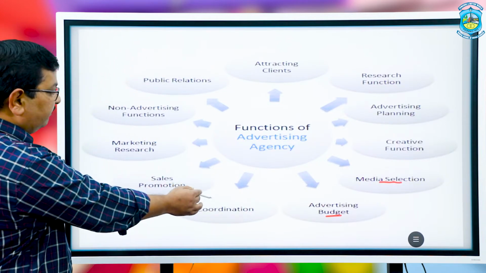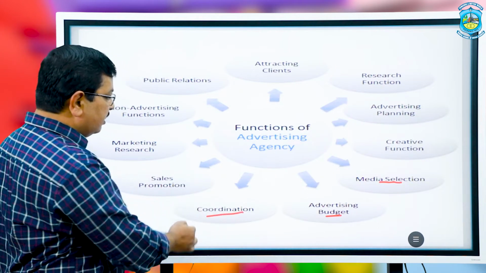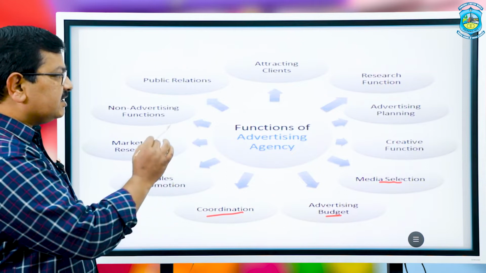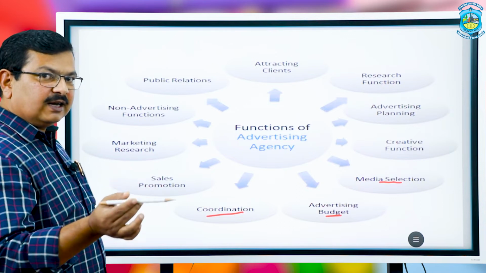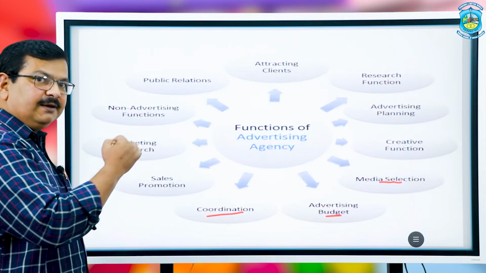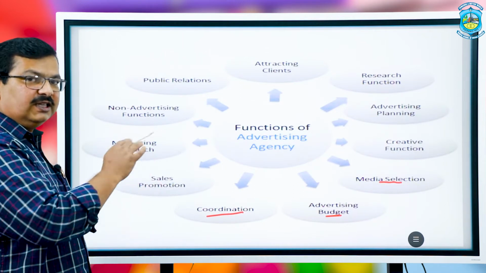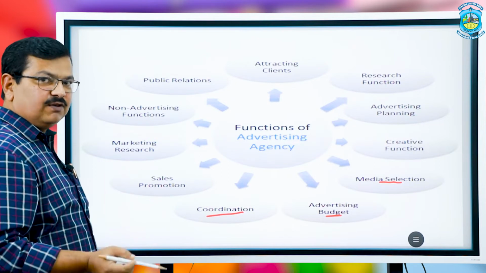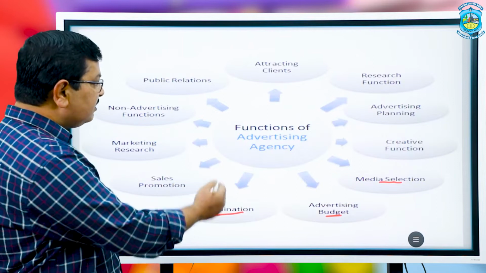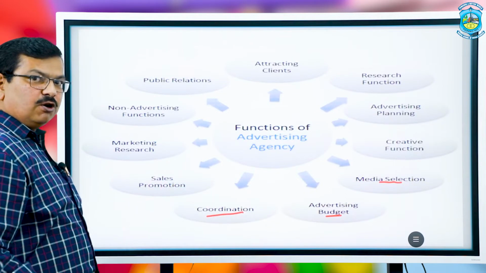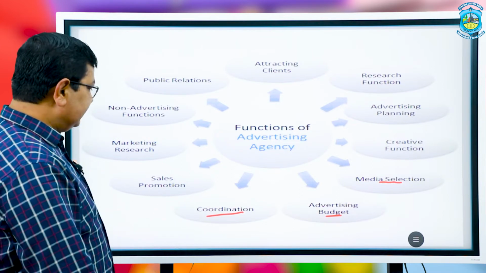Then another very vital function discharged by the advertising agency is coordination. Now coordination is established by the advertising agency between the media people and the clients, because ultimately media choice is very important, and your interaction with all these media houses is equally important. So the agency is a link between the client and the media. So they have to ensure perfect coordination and proper communication between all the dealing parties.